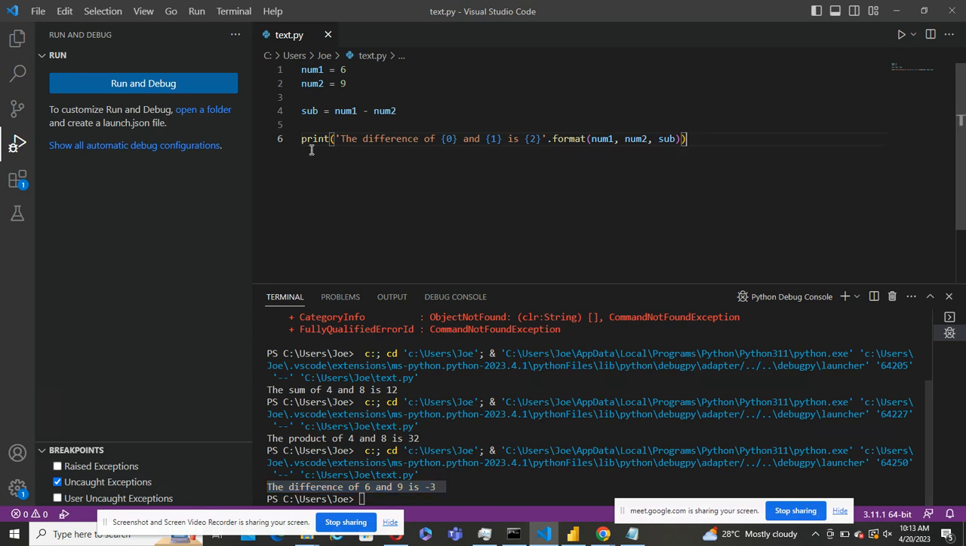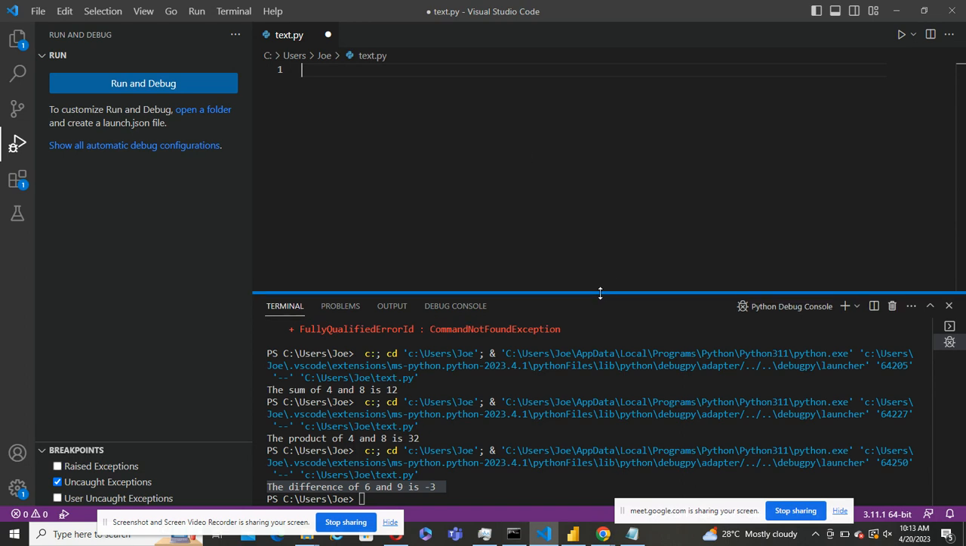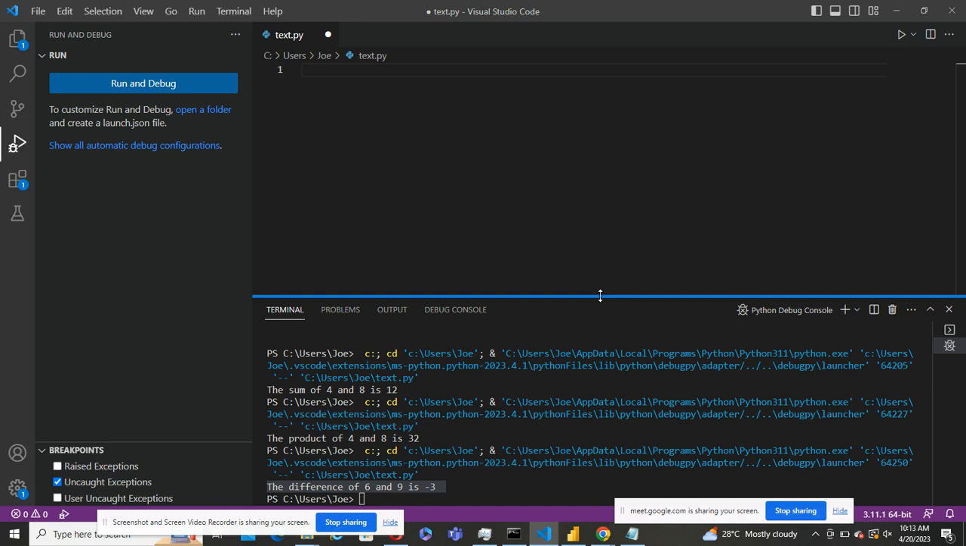Right. Now we are going to build a calculator in Python whereby we can give our users an option to input their numbers, select which operator they want to use to perform their calculations, then it will give them their answer. Right, so we will start.